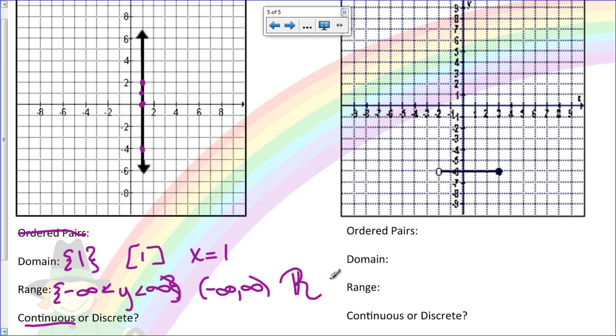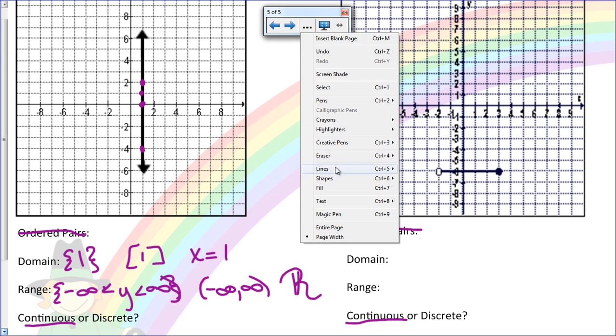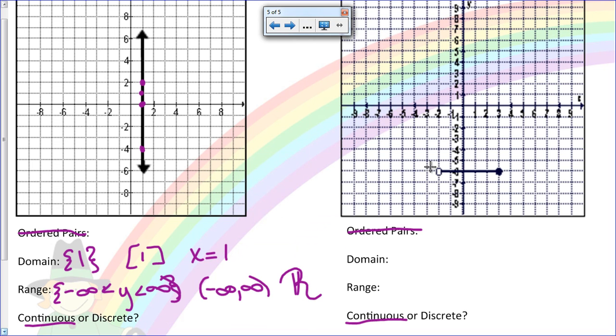So let's do one last one. We're going to do this horizontal line down here at the bottom. Again, it's continuous because everything's connected, so I will not write the ordered pairs. Domain is how far left and right it goes. This graph does not have arrows, which means it does have endpoints, and so I can label them. It goes all the way over to here on the left and all the way to here on the right.